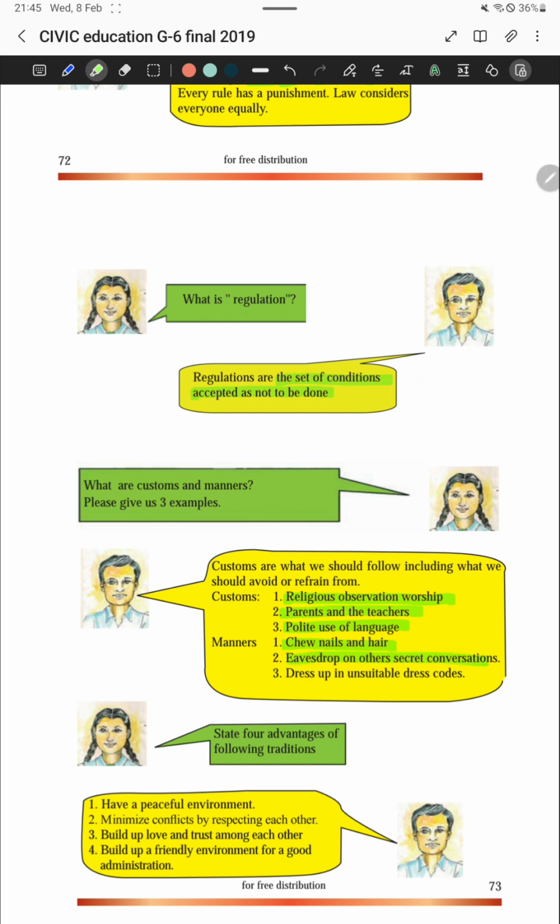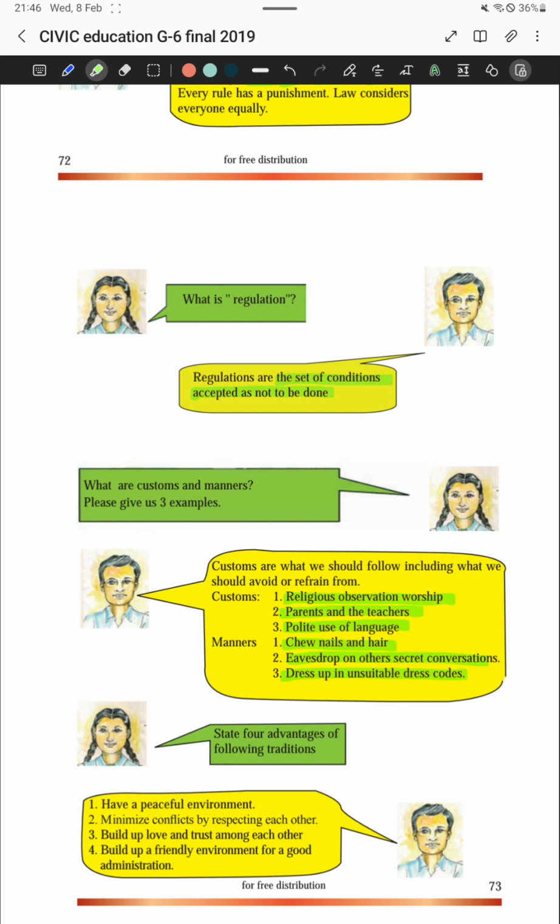And then the other one is dressing up in unsuitable dress codes, right? So that is a bad thing. So dress up in a suitable one. When you come to school, be neat and come with the accepted uniform to the school. Likewise, you have to be there.